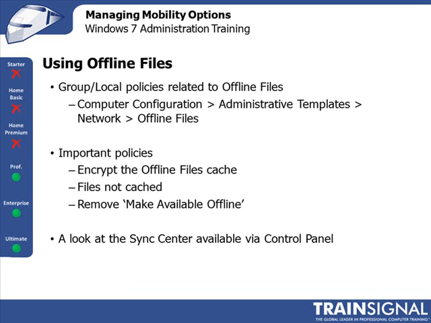There are some group and local policies that are related to offline files that we'll take a look at in a few minutes. The most important policies are whether or not you want to encrypt the offline file's cache, what files cannot be cached. You can actually indicate what kinds of files cannot be cached by offline files. And you can actually remove completely the ability to make files available offline.